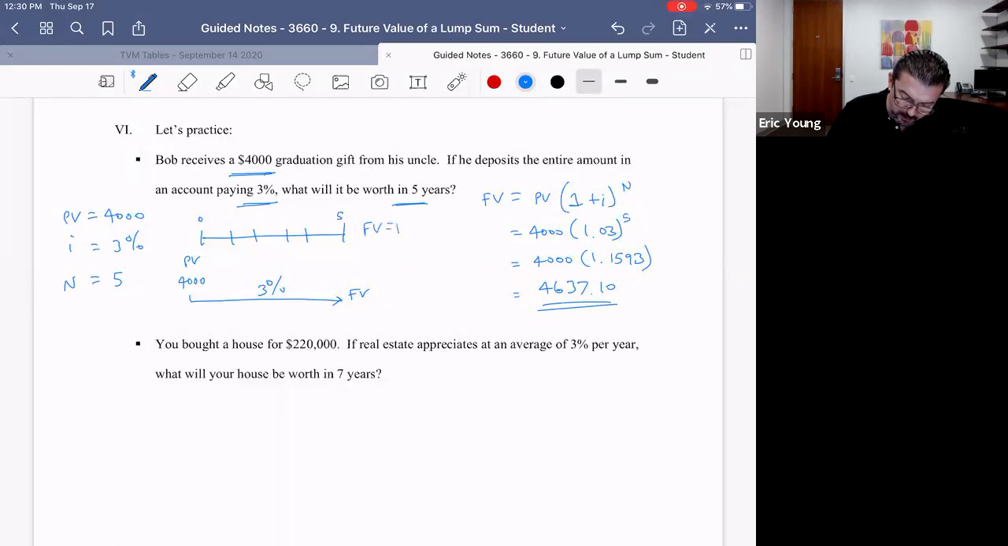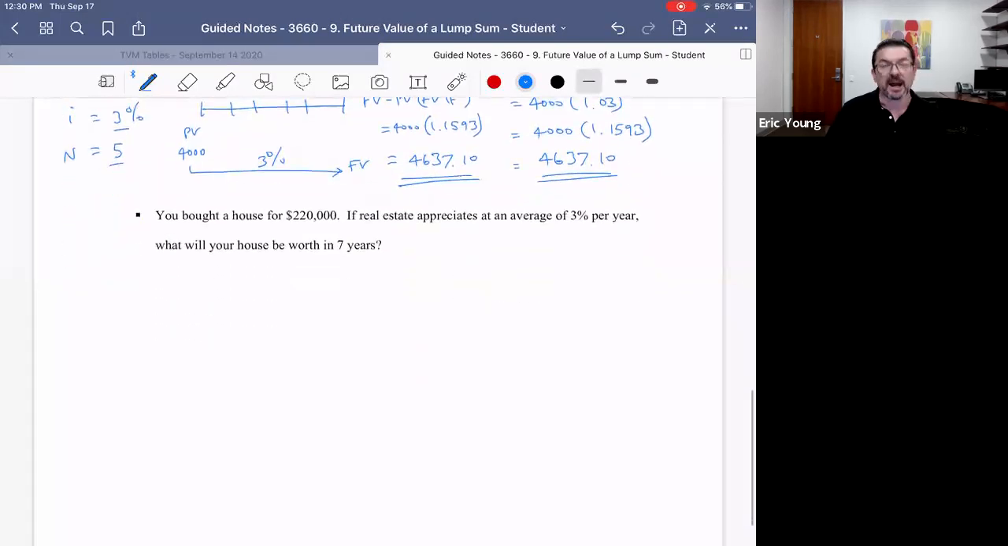You could also have done this with our shortcut. The future value is equal to the present value multiplied by the future value interest factor. And if you were to look it up, you would see from the table that the future value interest factor for 5 periods at 3% is 1.1593, and therefore $4,637.10. Solved.